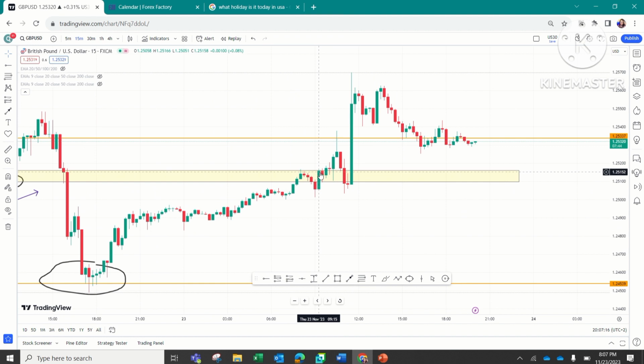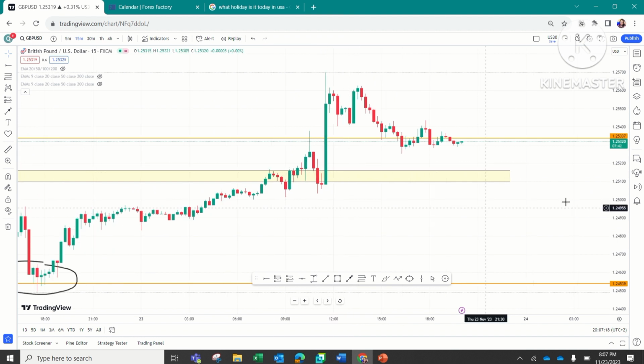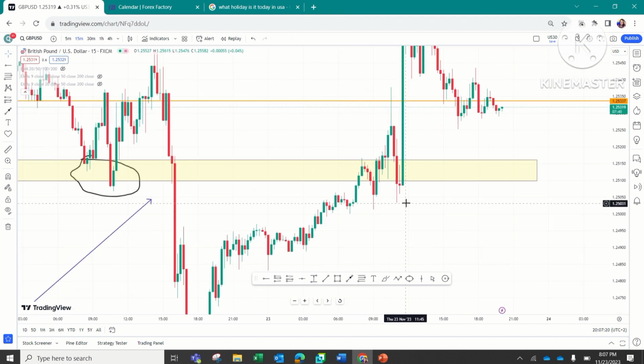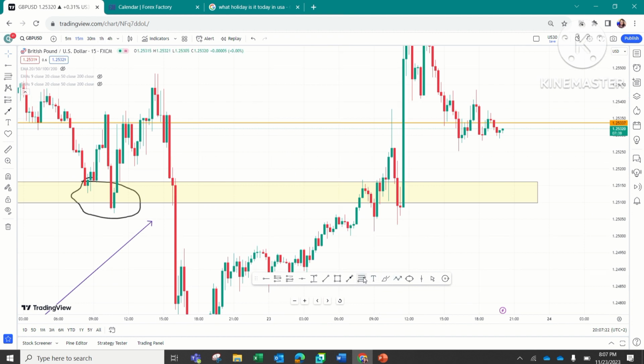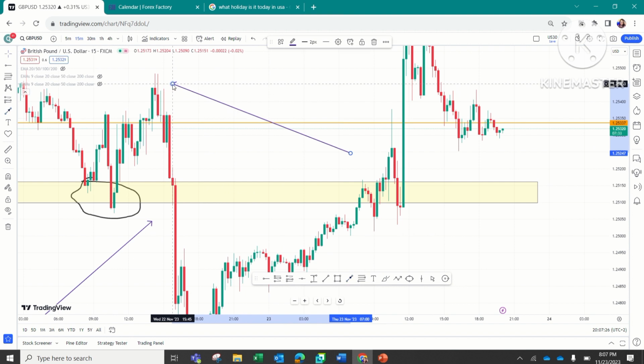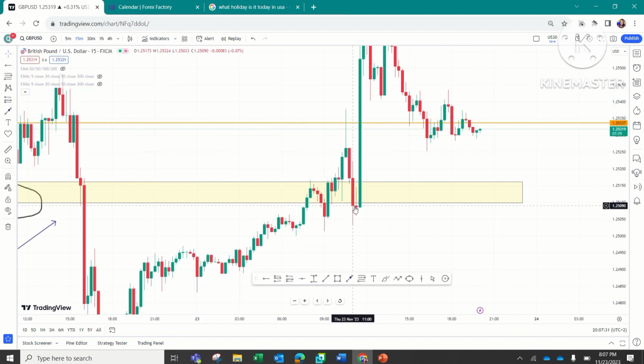Now I'm on the 15 minute and I'm paying attention to my zone. The key factor in this is I'm looking for a rejection, a break and then a retest on my zone. And I always look for liquidity to my left. Once I see that there is liquidity available, I'm confident that this buy entry will hold.